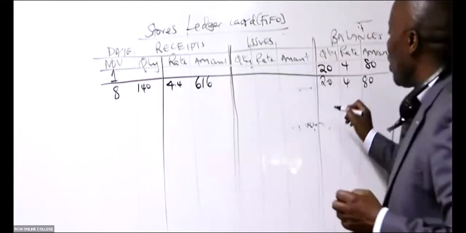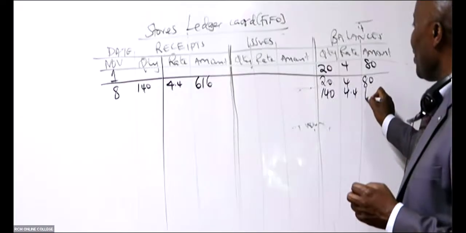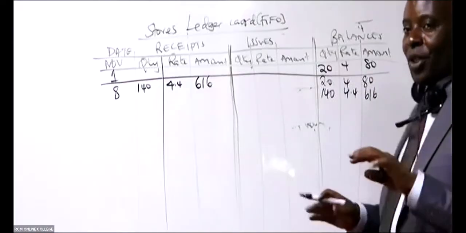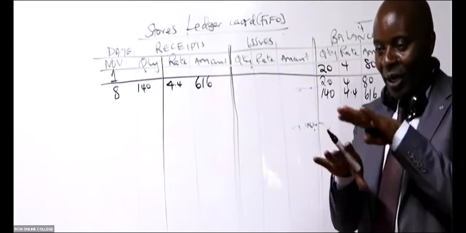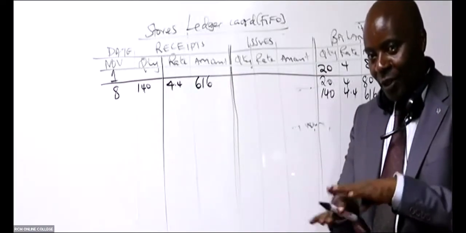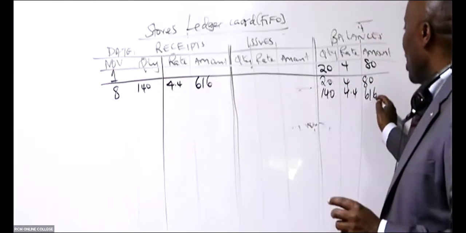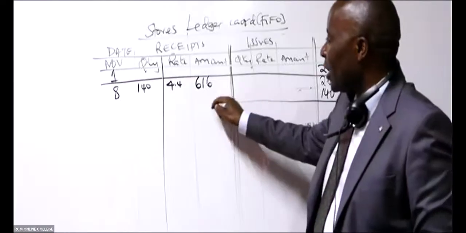And now we have brought in a new batch. The new batch has got how many, at 4.4, giving me 616 here? So in the stores, I've got two batches: the oldest being the one of 20, and the new being the one of 140. So the new is on top now, the oldest like that. So you don't add, just come like that.